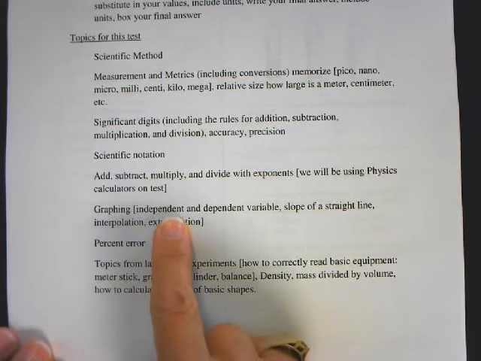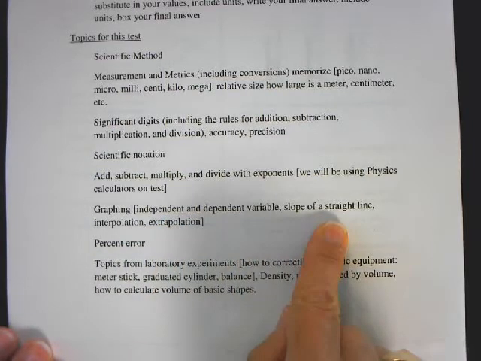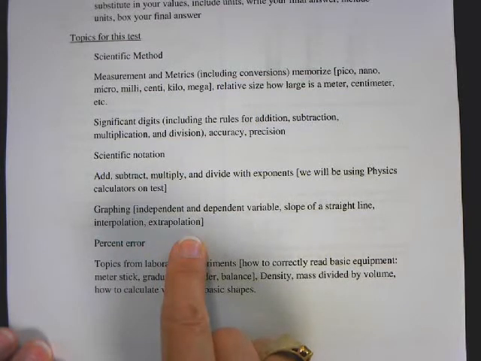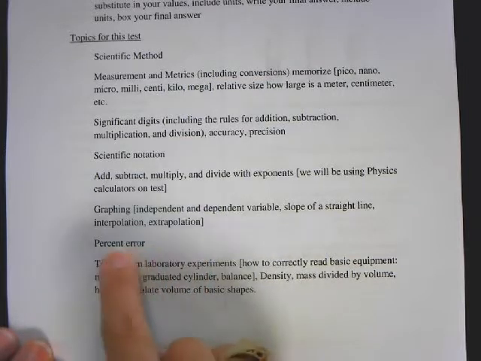Graphing, you have to know what's the independent and dependent variable. You have to know how to find the slope of the straight line, delta y over delta x, which is y2 minus y1 over x2 minus x1. You need to know what interpolation and extrapolation is. So if there's a graph and they ask you to interpolate between the data points, you need to know how to do that. You need to know the formula for percent error and be able to calculate percent error.